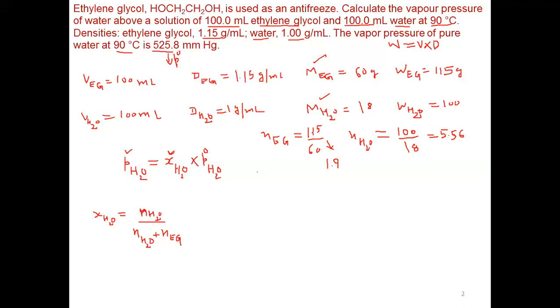1.6 into 1 is 6, 5 left, 5, 55, 9 into 6 is 54, 1 left. So something like 1.91. So we can assume it is 1.91. So this is the number of moles of ethylene glycol and these are the number of moles of water. So this is the approximate value. So now put the value here.